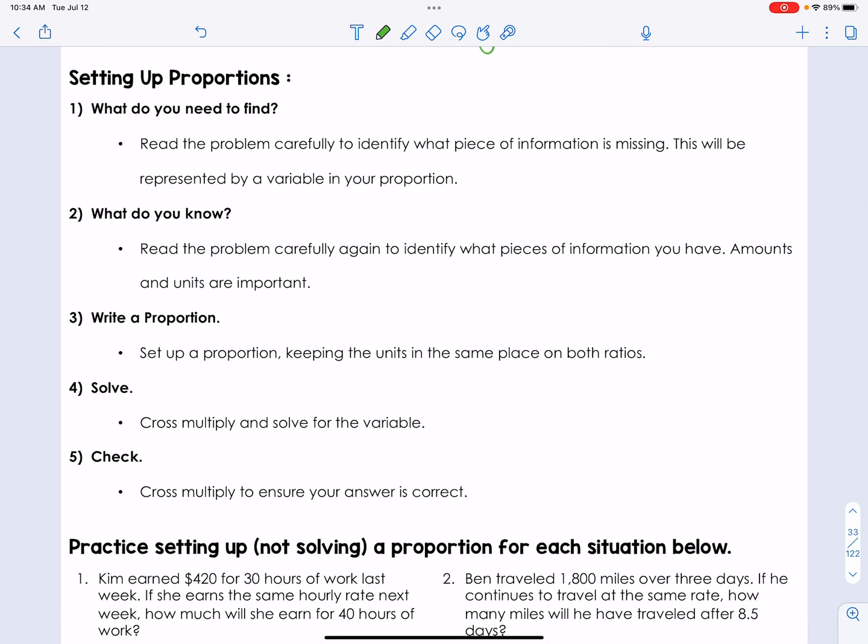So what you need to do: read the problem carefully. What piece of information is missing? This will be represented by a variable in your proportion. Read the problem carefully again and identify the pieces you have. The amounts and the units are important. Set up a proportion, keeping the units in the same place on both ratios. I like to write a little cheat sheet and say like miles, hours, so I know. Cross multiply and solve, and then check by putting in your answer.